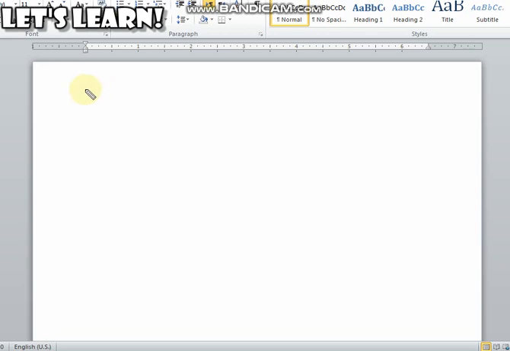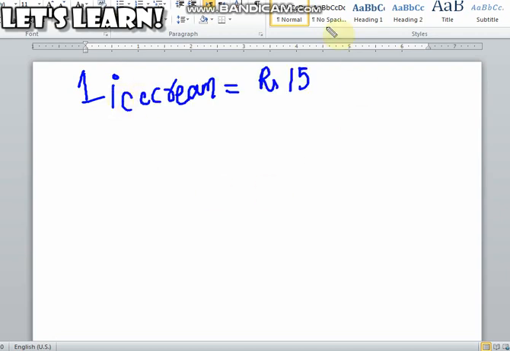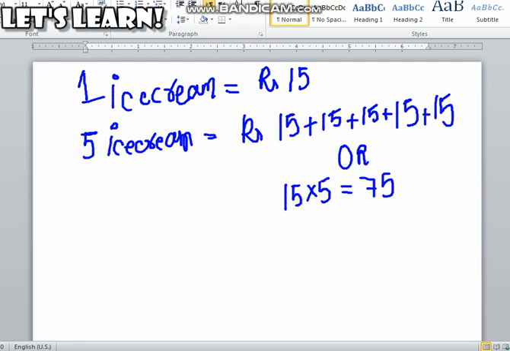You, along with your family, are 5 members, and you go to the shop and ask the price of one ice cream. They tell you that the price of one ice cream is rupees 15. But you have 5 members in the family and you need to buy 5 ice creams. So you will have to pay 15 rupees for 5 people. This is the first 15 rupees, second 15 rupees, third, fourth, and this is the fifth.